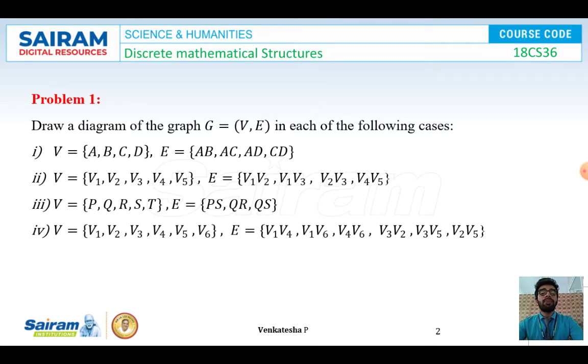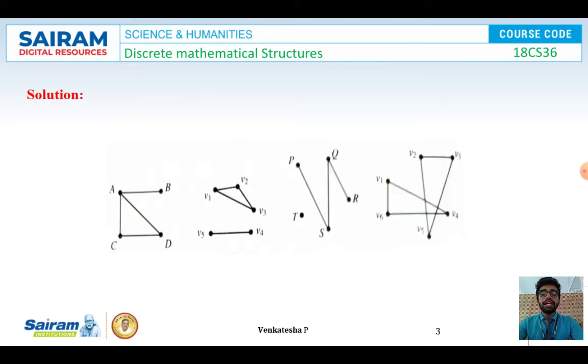So now we can plot the graph by joining all the given vertices with the given set of edges. The first graph has 4 vertices A, B, C, D, so I'll join the edges AB, AC, CD, AD to get the graph. Next, graph number 2 has 5 vertices V1 to V5, and joining the edges V1V2, V2V3, V1V3, V5V4, we get the graph here.